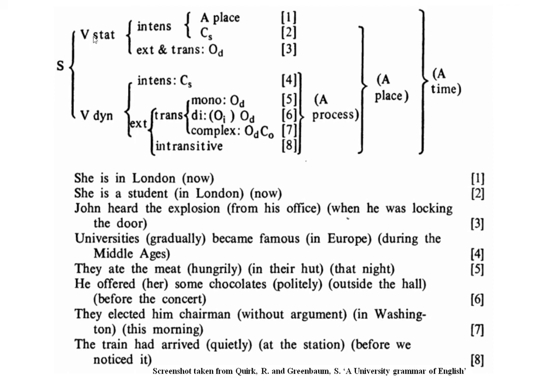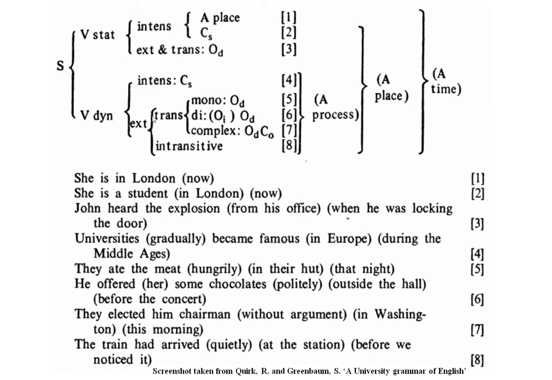So all in all, stative verbs are either intensive or extensive. If a stative verb is followed by an adverbial or subject complement, it is an intensive stative verb. If it's followed by an object, it is an extensive stative verb. Dynamic verbs could be intensive or extensive. If a dynamic verb is followed by only a subject complement, it is an intensive dynamic verb.